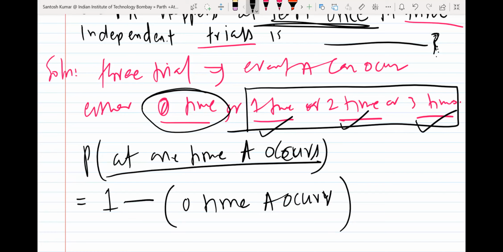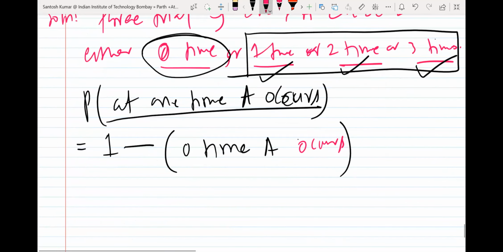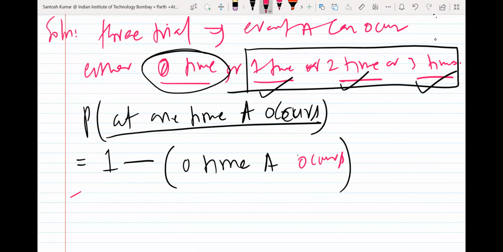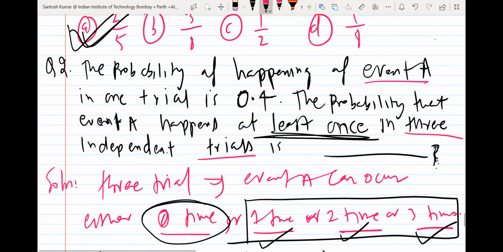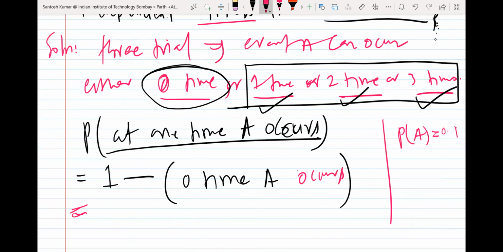Are you getting it? 0 time A occurs. So simple. 0 time A occurs means what? You are trying 3 times and no time A occurs, means all times. What is the probability of A in the given question? 0.4. So what is the probability of A complement, A not occurring? 0.6. Yes.